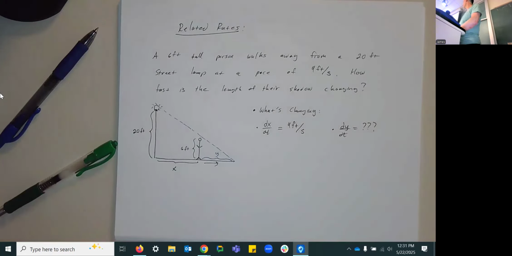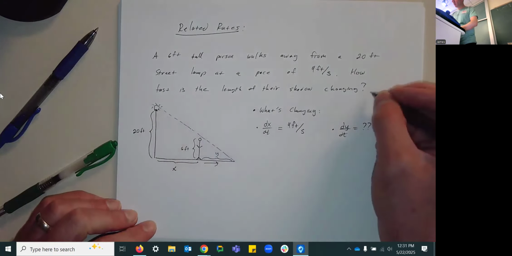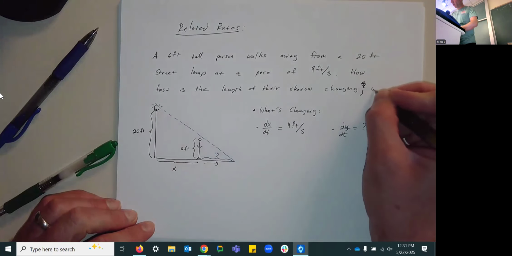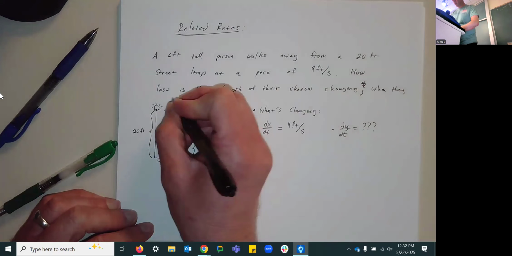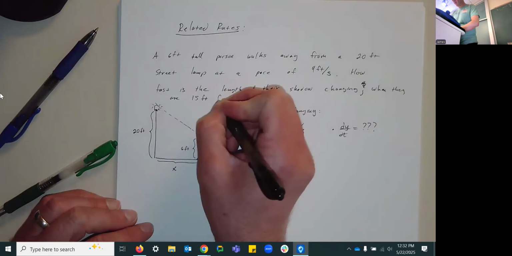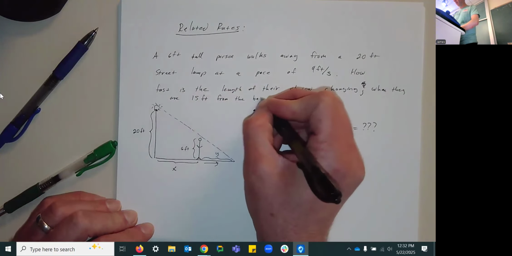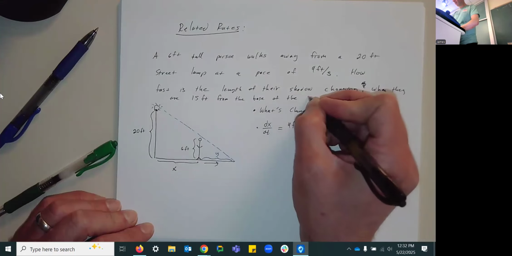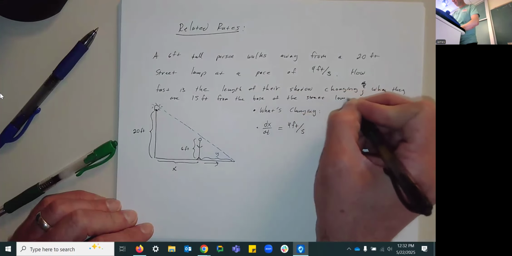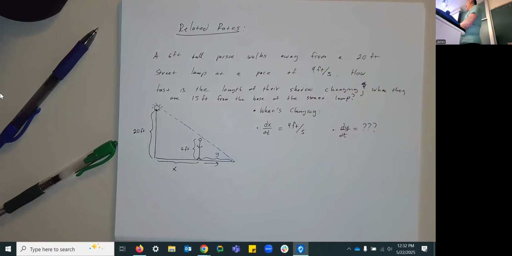I forgot one. If you read this problem right now, you might think there's not enough information to solve it. So I'm going to say one more thing. How fast is the length of the shadow changing, comma, not question mark, when they are 15 feet from the street lamp, 15 feet from the base of the lamp. So when x is equal to 15, how is the length of the shadow changing? At what rate is it increasing?